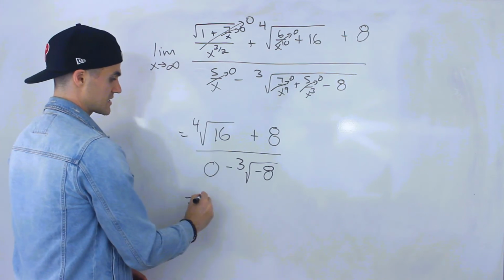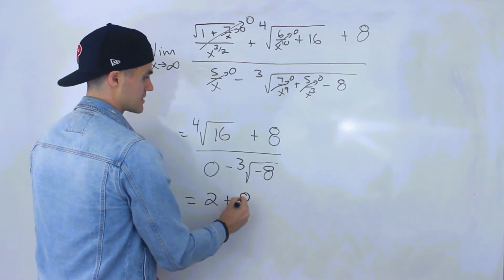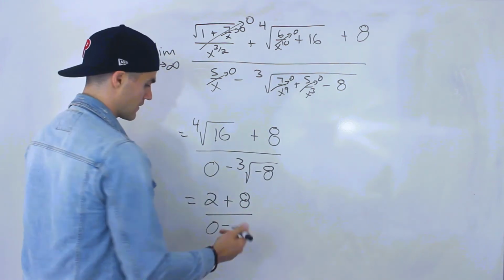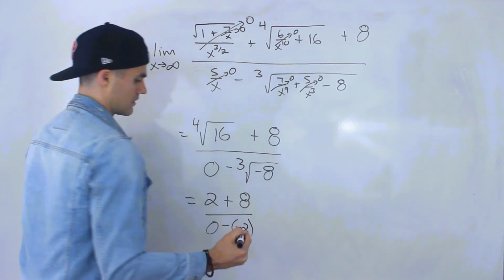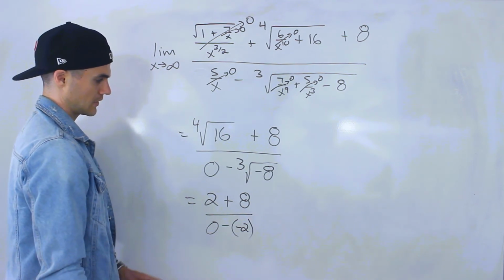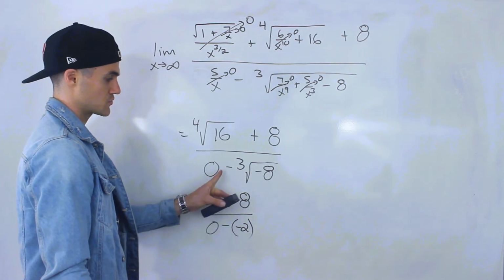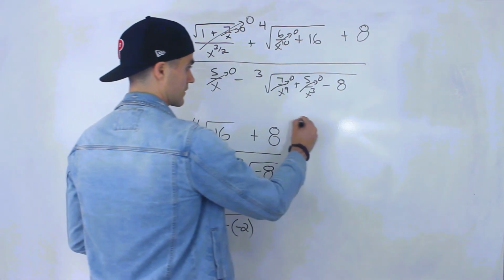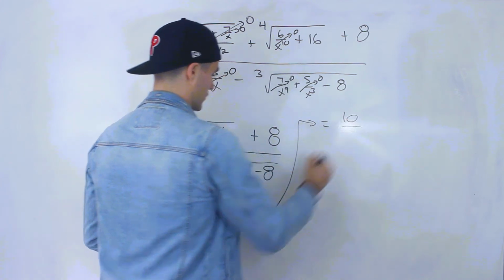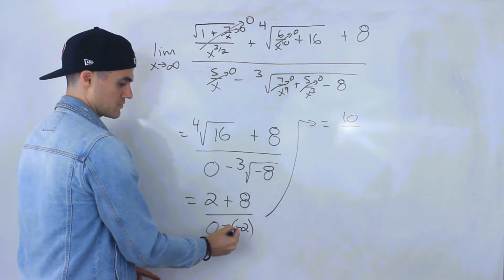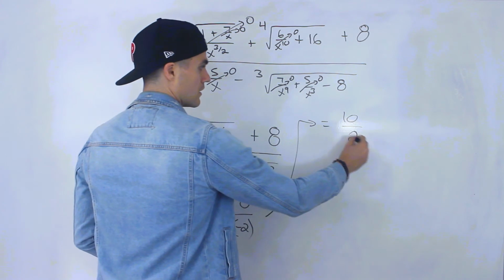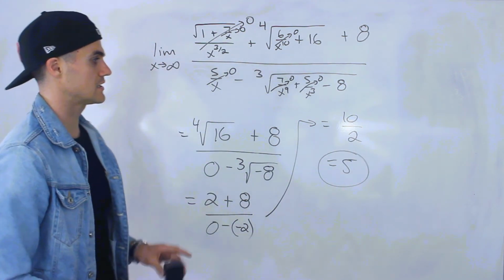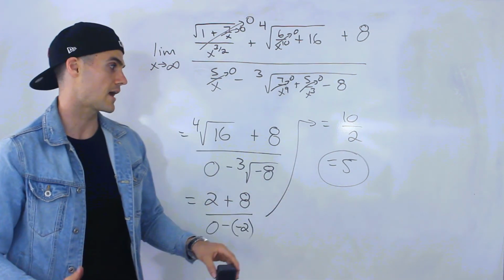And so the 4th root of 16 is 2, plus 8, over 0 minus the 3rd root of negative 8, negative 2. Right? And you've got to make sure you put that negative 2 in brackets because we're subtracting that whole expression right there. And so we'd end up with 10 over 0 minus negative 2, which is like 0 plus 2. These turn to a positive, which gives us 5.